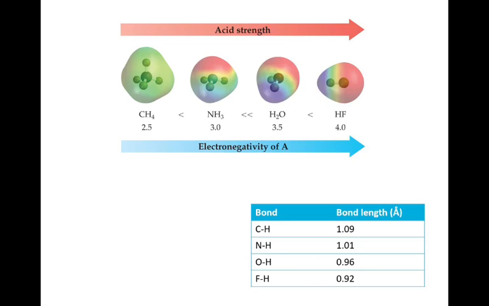We see that here bond length doesn't really play a role. If we look at the differences between the CH and the FH bonds, we see that they're about the same. Here they're all about 1 angstrom. An angstrom is 10 to the minus 10th meters. It's just a common unit for length.